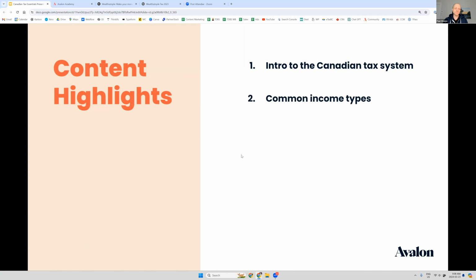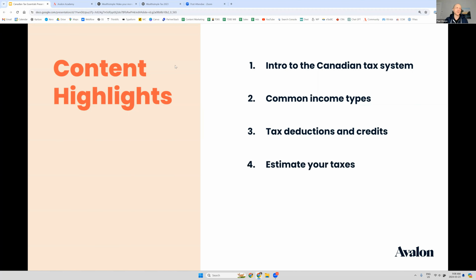And then we'll move into some common income types and how they're taxed. Some are taxed more preferentially than others, and all income is typically good, but we'll get into some details about how those work. And then we'll talk about the flip side a bit, which is tax deductions and tax credits. They are different, but they do kind of the same thing. They're both going to reduce your taxes.